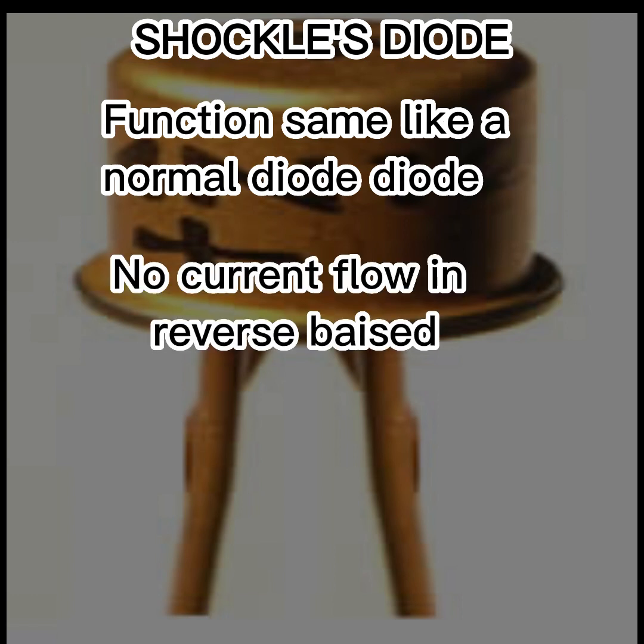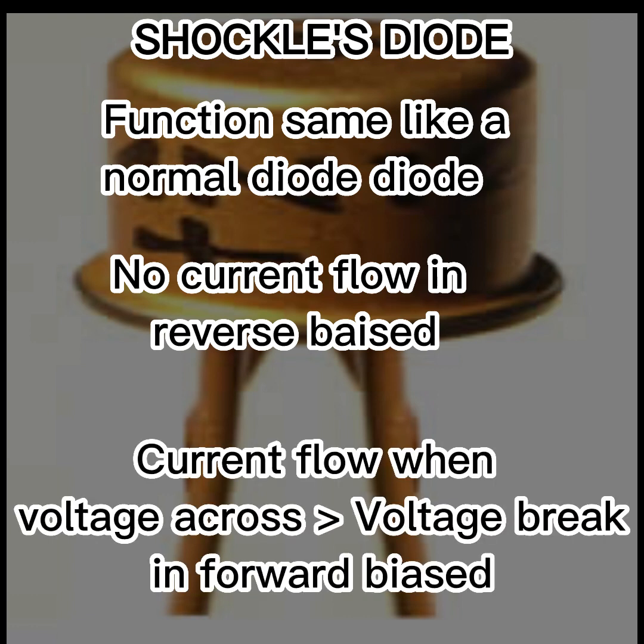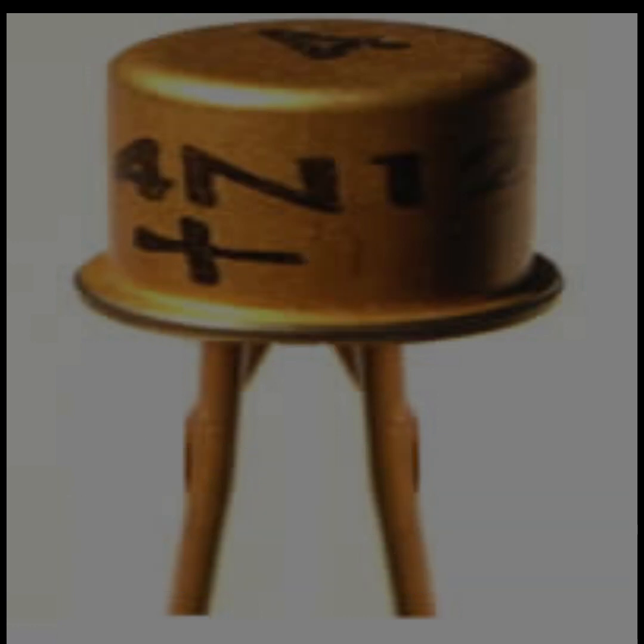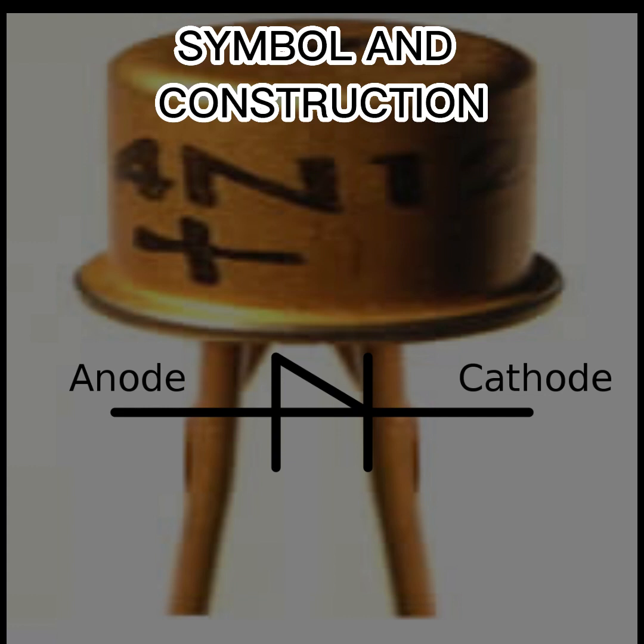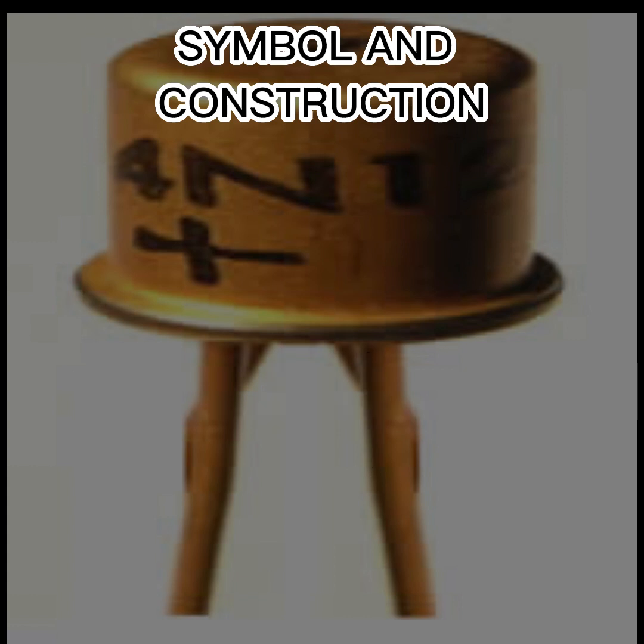In reverse biased condition, no current flows through it, and in forward biased condition current flows through it when the voltage across it is more than its break-over voltage. The symbol of the Shockley diode resembles a conventional PN diode, but it is only half of the triangle.